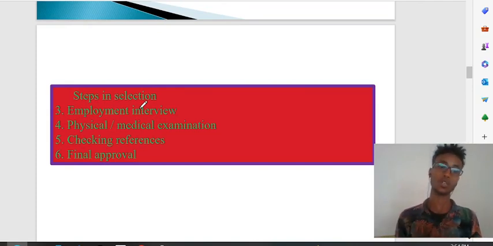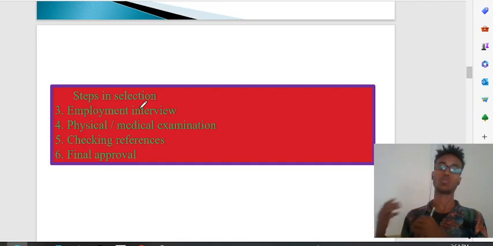Physical and medical examination. After we pass the employment interview, we come to the physical and medical examination.